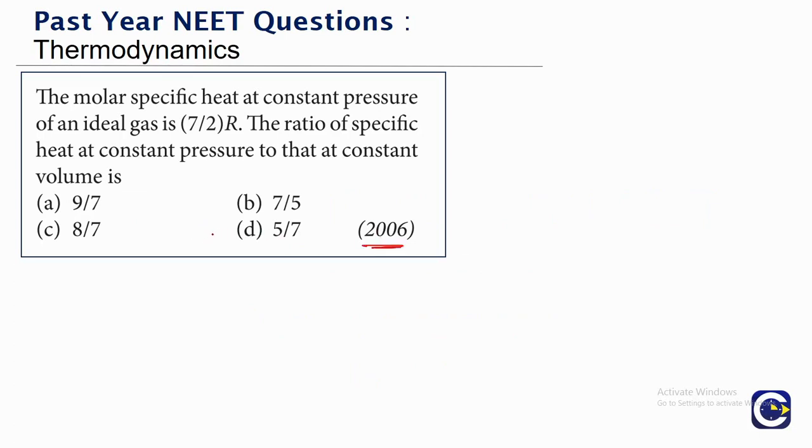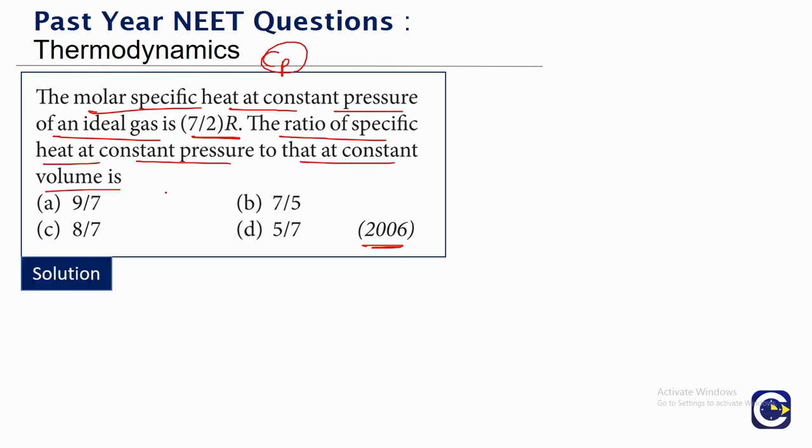It's a kind of a straight question. The molar specific heat capacity at constant pressure of an ideal gas is 7/2R. This is our Cp. So molar specific heat capacity at constant pressure. The ratio of specific heat at constant pressure to the constant volume, they're asking the Cp by Cv ratio. This is what we call gamma, right? So already Cp is given to us. Cp is 7/2R.